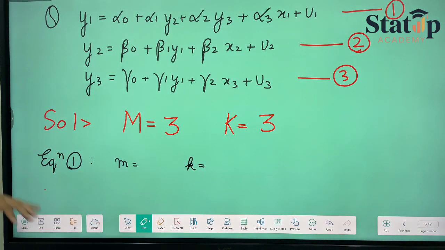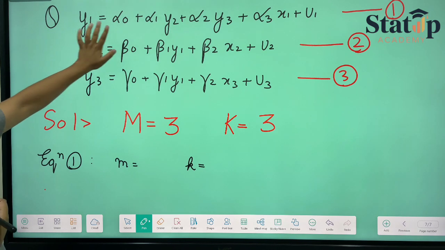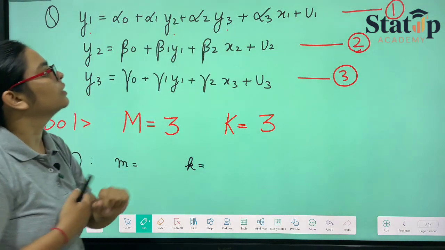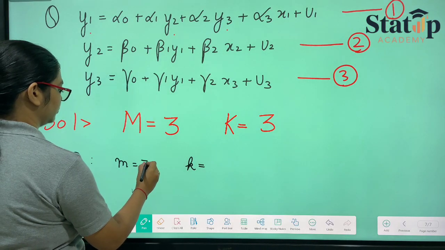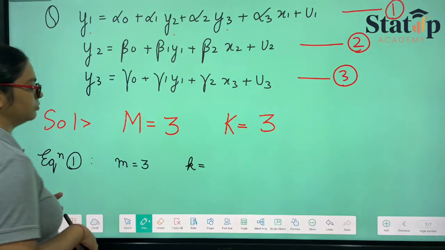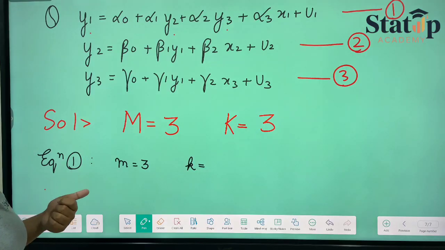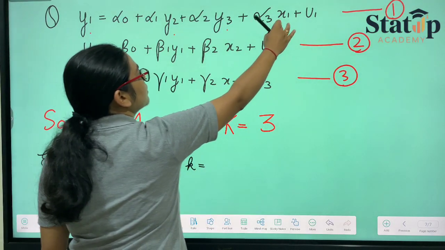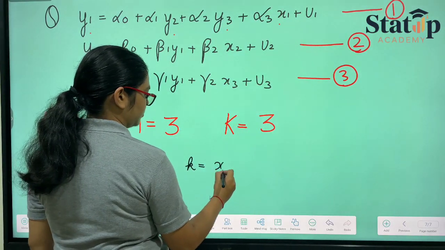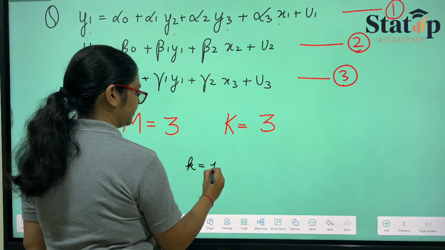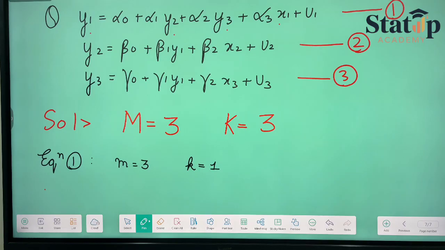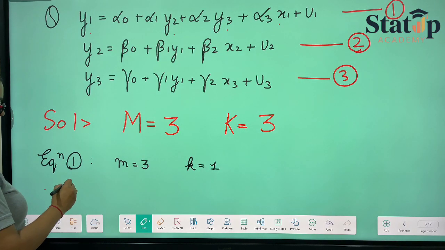Small m is the number of endogenous variables in equation 1. So there are 1, 2 and 3, three endogenous variables, and the number of exogenous variables is small k. There is only one, x1. So we will put 1. Now we will check the order condition.